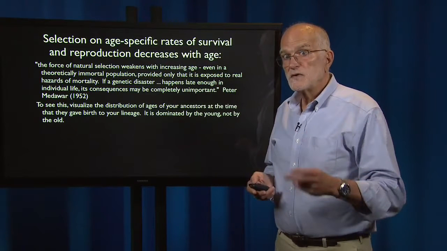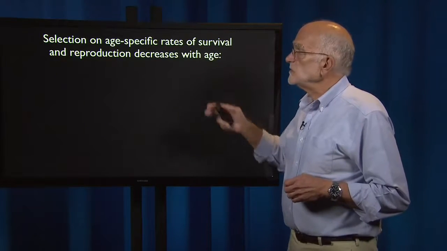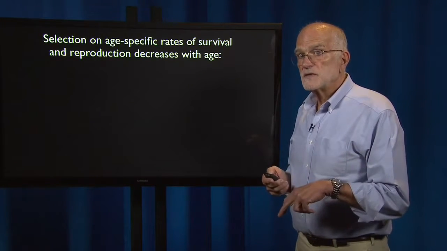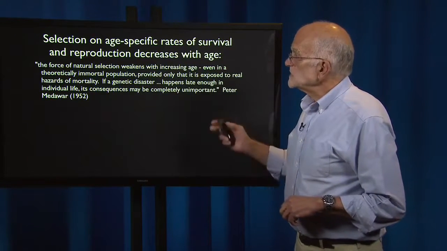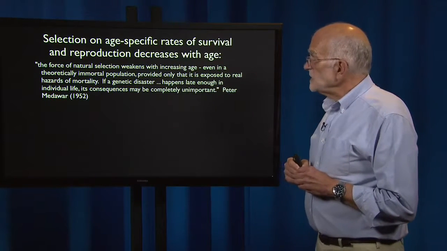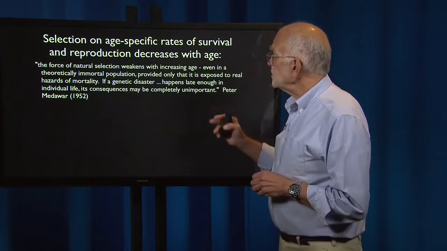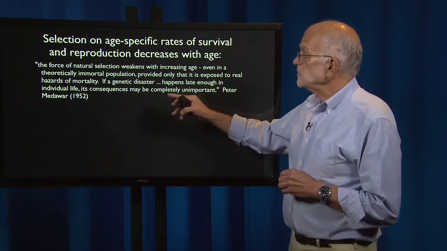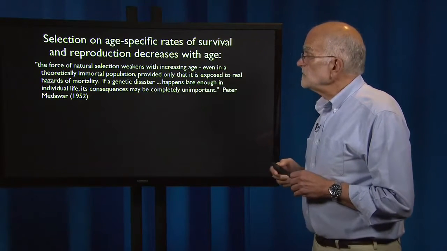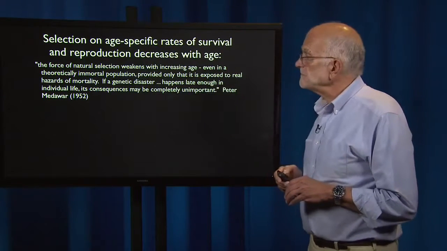The first insight of aging is that selection on age-specific rates of survival and reproduction decreases with age. So selection is stronger on the young than it is on the old. This was stated as follows by Peter Medawar. The force of natural selection weakens with increasing age, even in a theoretically immortal population, provided only that it is exposed to real hazards of mortality. If a genetic disaster happens late enough in an individual life, its consequences may be completely unimportant.